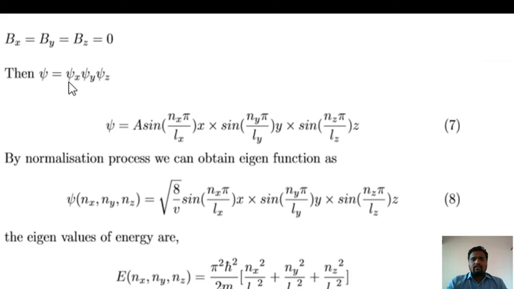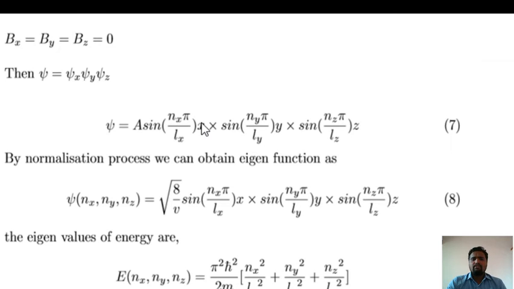Then the total wave function psi is equal to the product of psi x, psi y, psi z. By applying boundary conditions, we get psi x as sin(nx pi by lx into x), psi y as sin(ny pi by ly into y), and psi z as sin(nz pi divided by lz into z). So psi is the total wave function of a particle trapped in a three-dimensional box, where nx, ny, nz are principal quantum numbers along the x-axis, y-axis and z-axis.